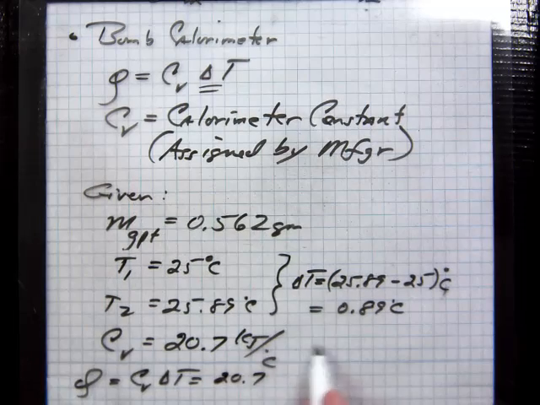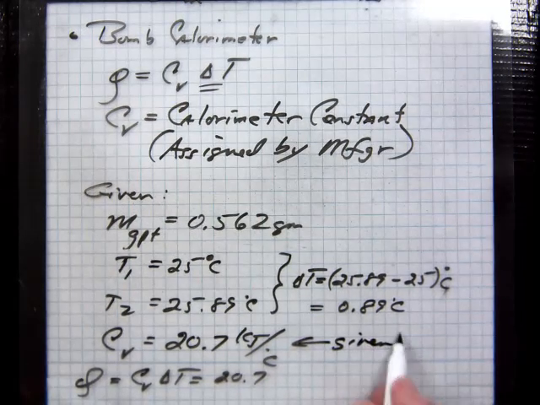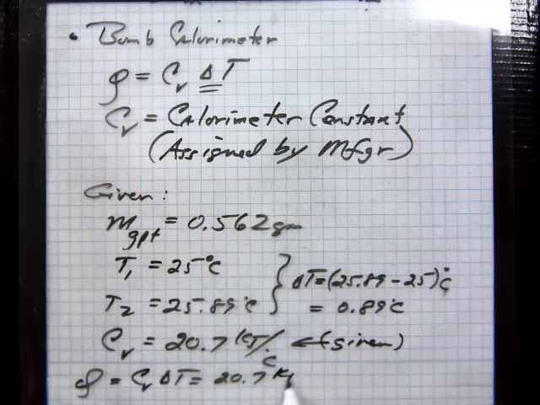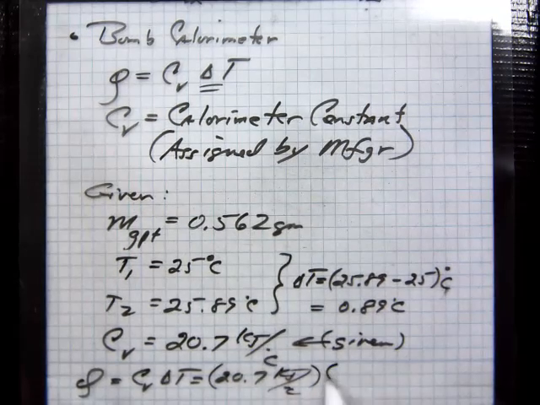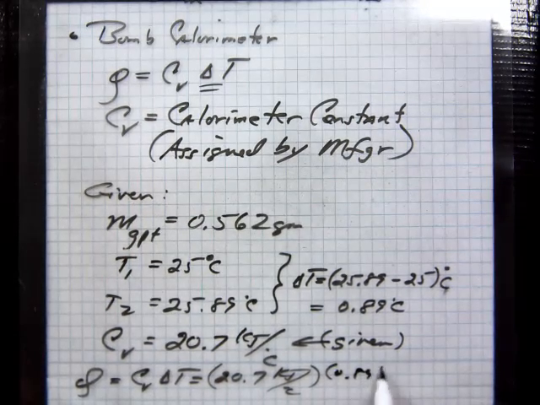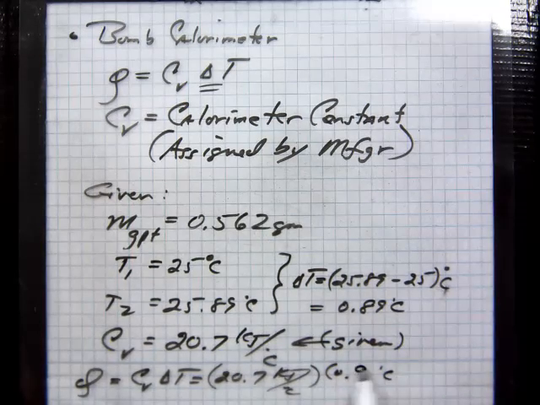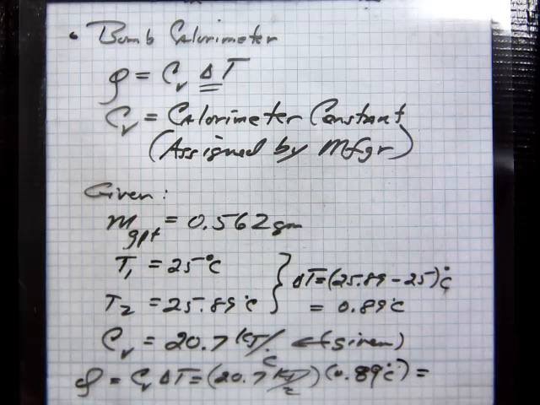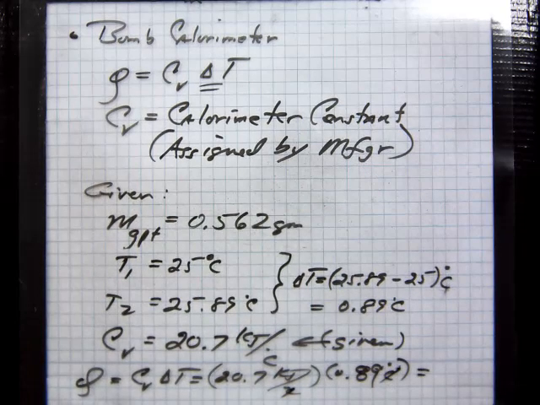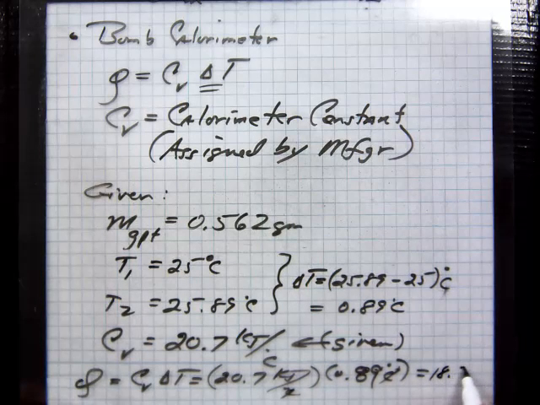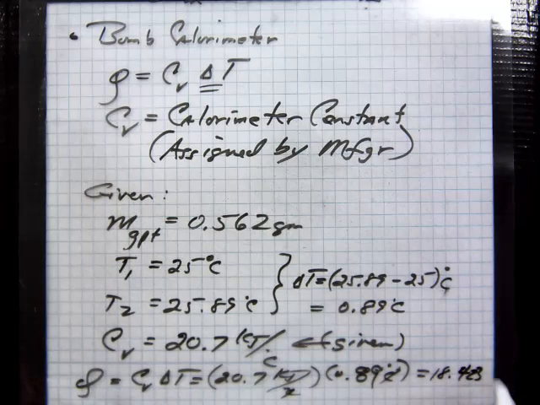The 20.7 is a given. It has to be given. It's 20.7 kilojoules per degree C, and your observation is 0.89 degrees C. Very simple problem in this context, and the test problem would be the same. And so Celsius drops out, giving 18.423 kilojoules.